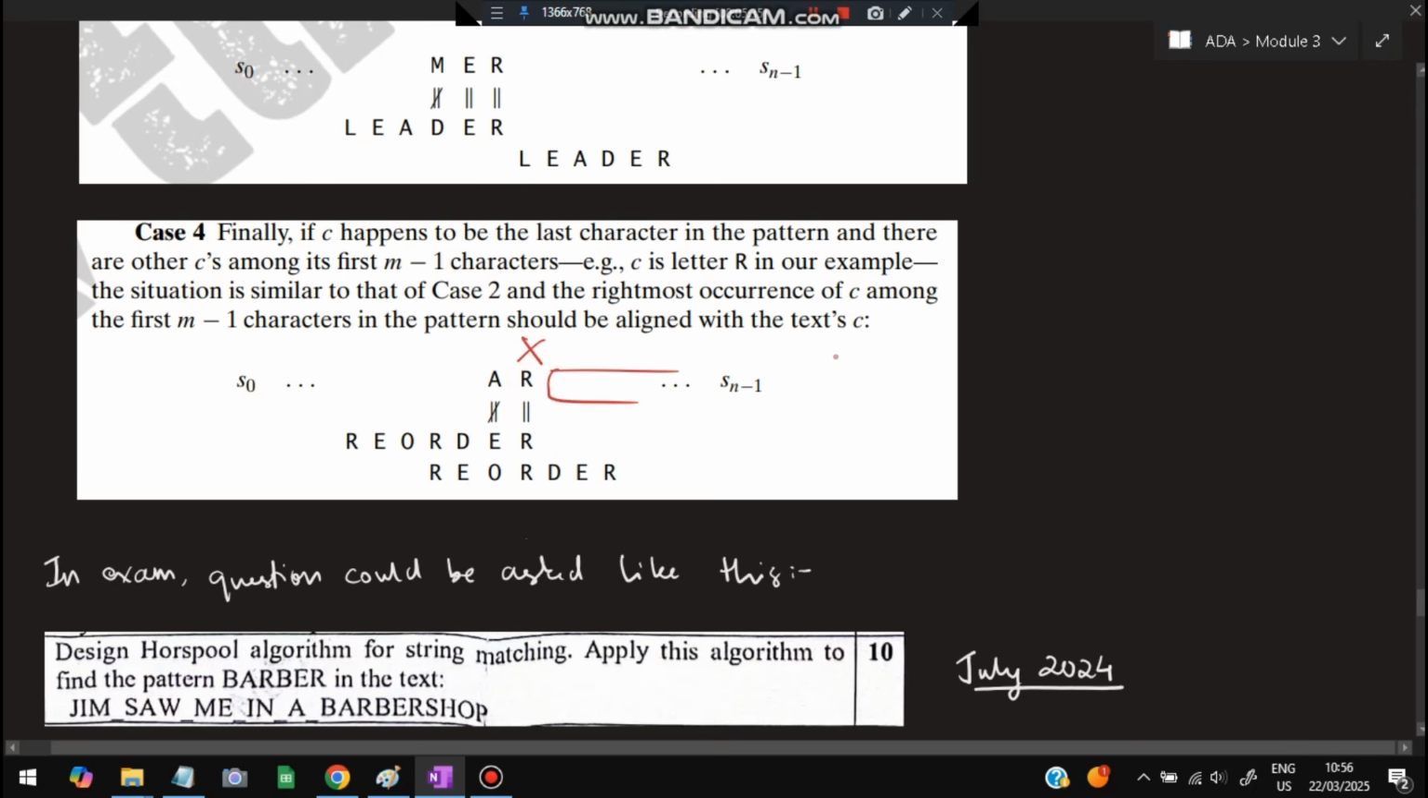Okay, these cases are just for the theory part you need to write. Understanding is more important. Once you understood, you can write this theory in your own words also.